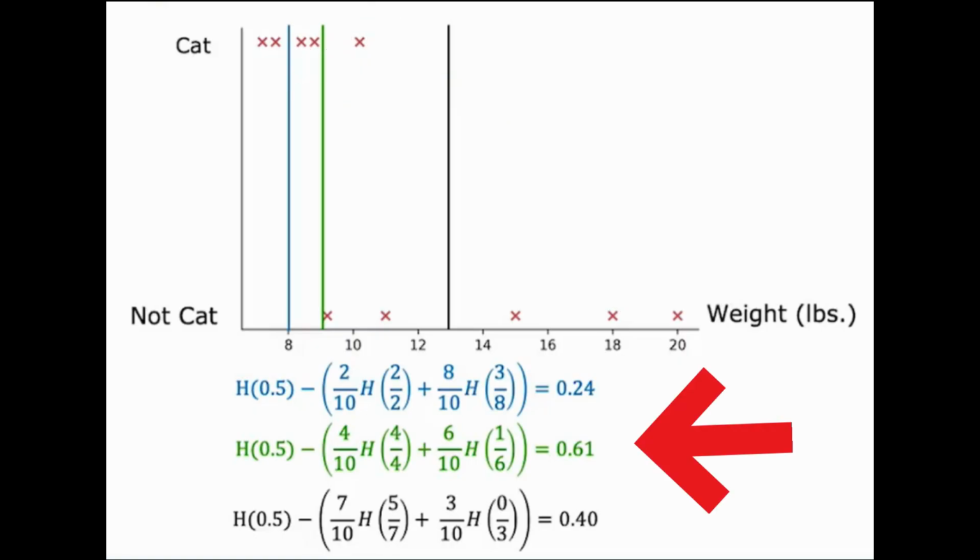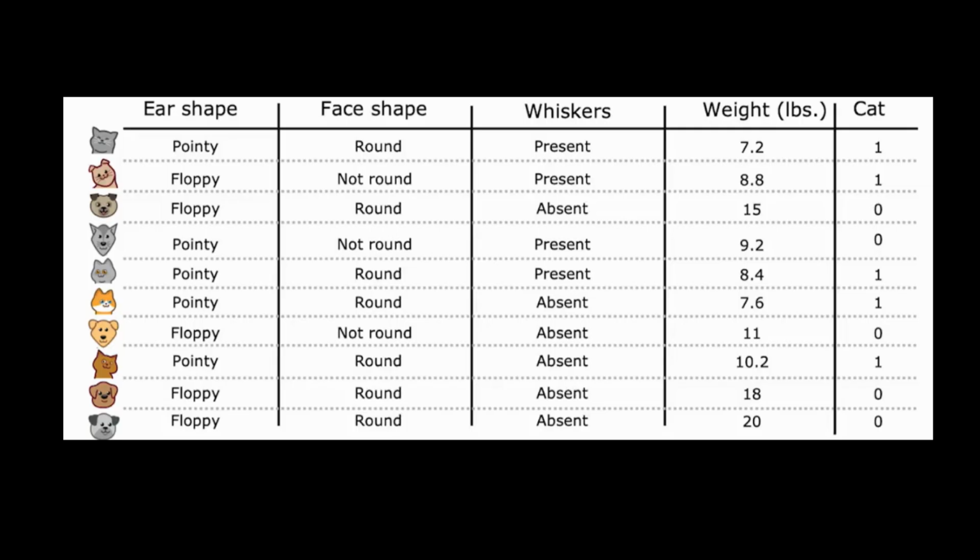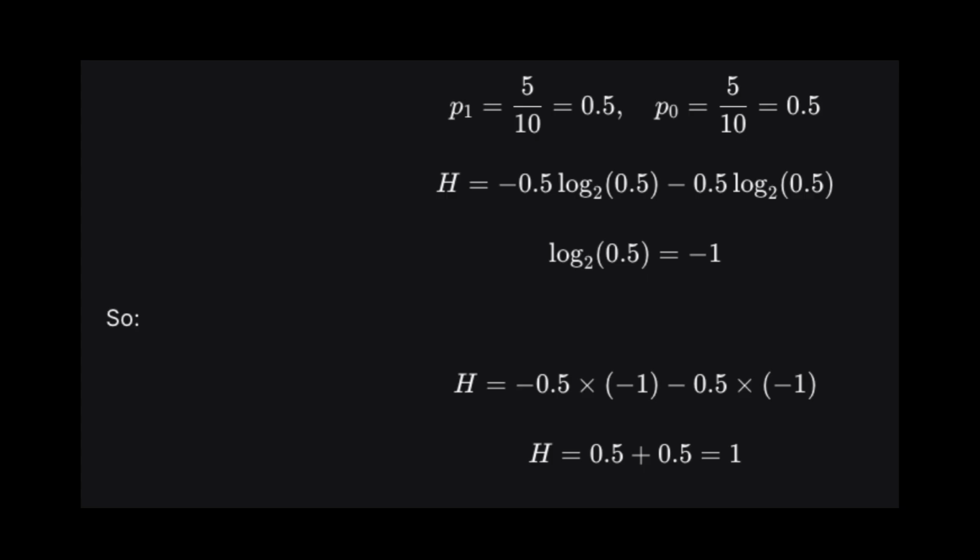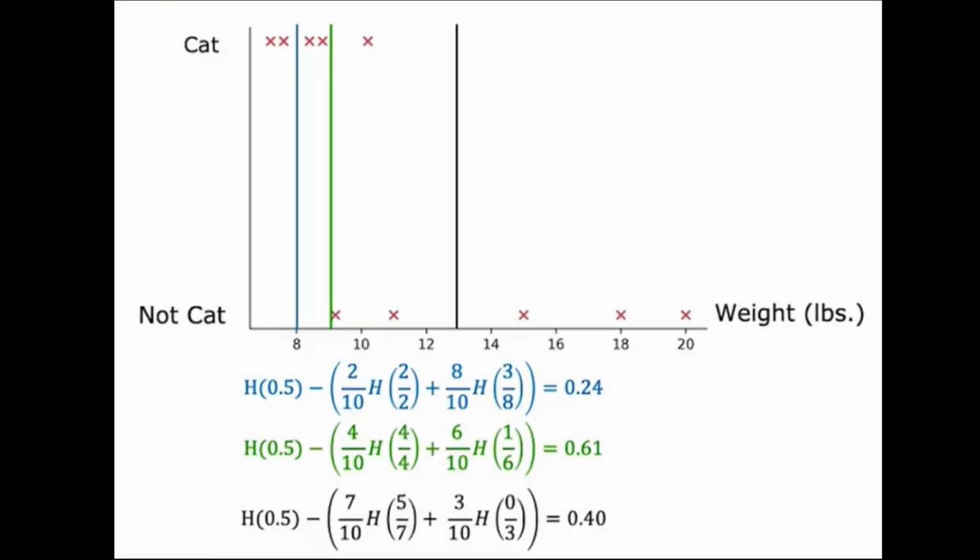The threshold that gives the largest information gain wins, and the tree uses the split for that feature. In the example, the dataset has 10 animals, half are cats and half are non-cats. So the starting entropy is 1. We test three thresholds, 8, 9 and 10 pounds. The split is at 9 pounds.